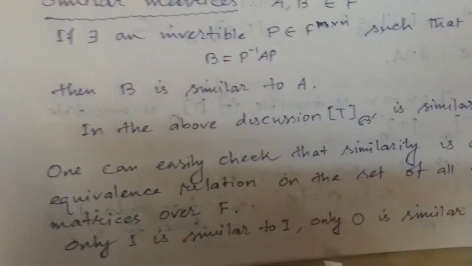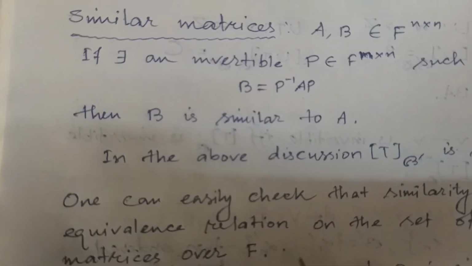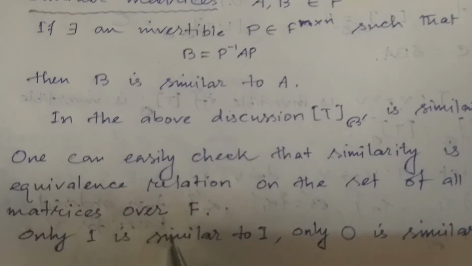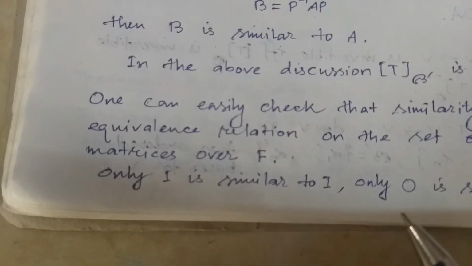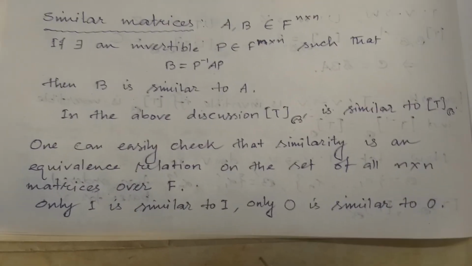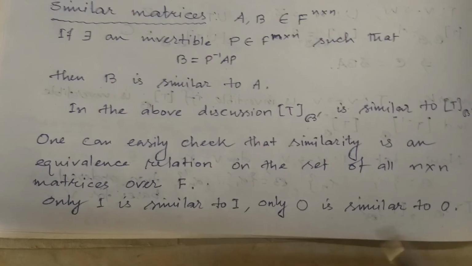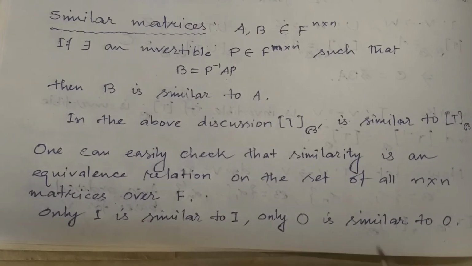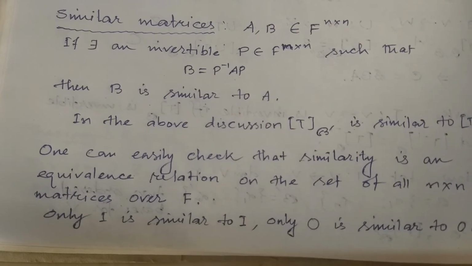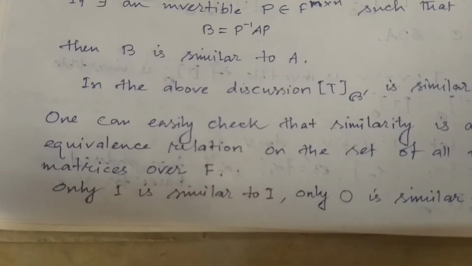Now we can check that the relation of similarity is an equivalence relation on the set of all n cross n matrices over F. Equivalence relation means reflexive, symmetric and transitive. Reflexive: how to prove it? A is similar to A because A equals I inverse A I, and I is an invertible matrix. Next, if B is similar to A, then A is similar to B. You can prove it. B equals P inverse A P. Since P is invertible, A equals P B P inverse.